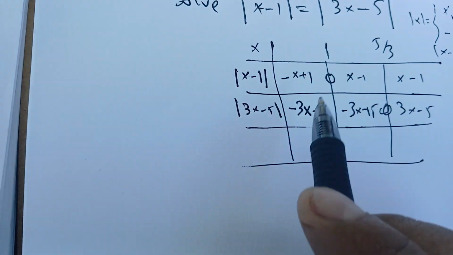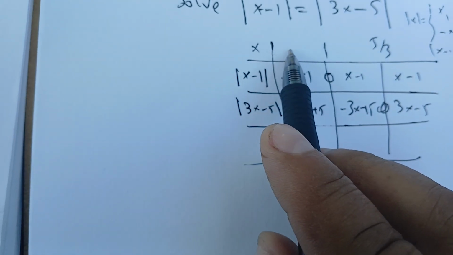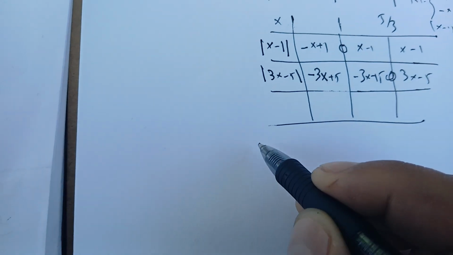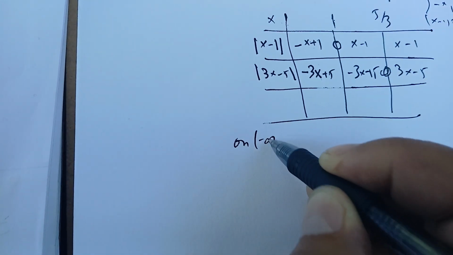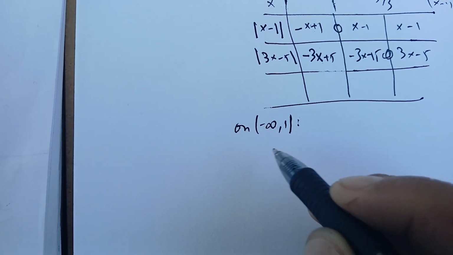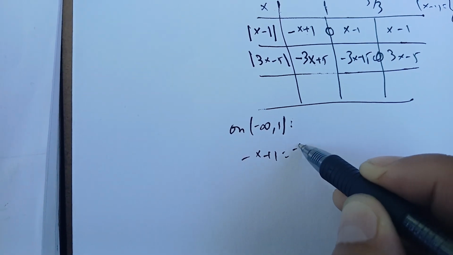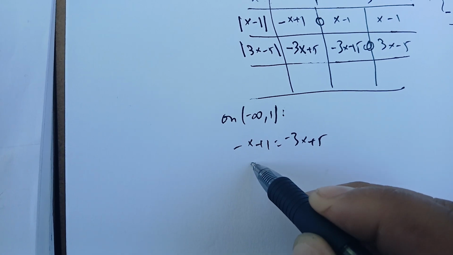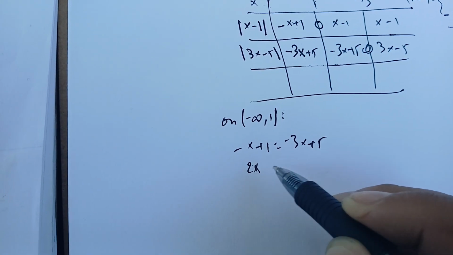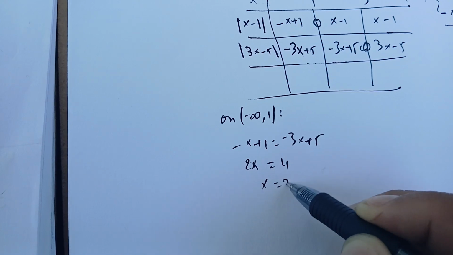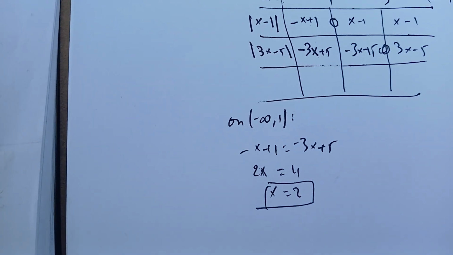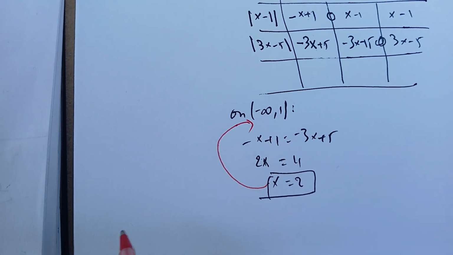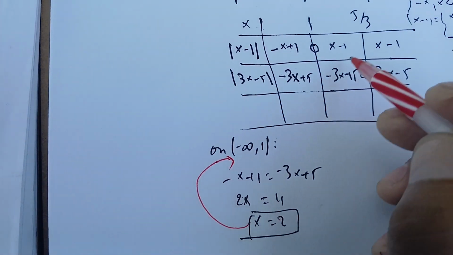Now on each interval, so on this interval, minus infinity to 1, we solve these two. So we have minus x plus 1 is equal to minus 3x plus 5. Adding 3x to both sides, we get 2x, and subtracting 1, we get 4, that means x is 2. Okay? The issue here is that 2 doesn't belong to this interval. Therefore, this is not a solution. Now let's move to the next interval.